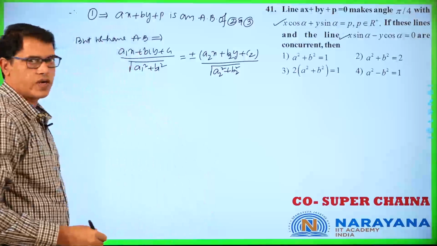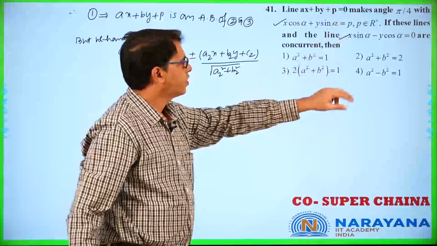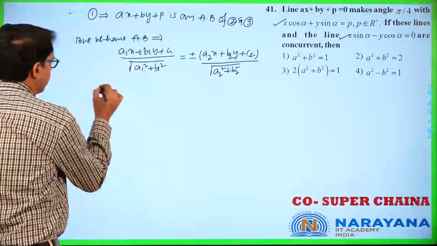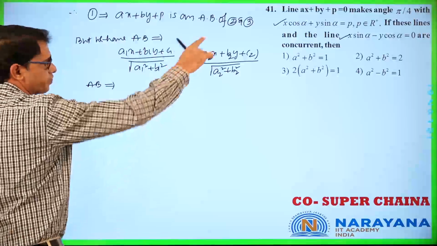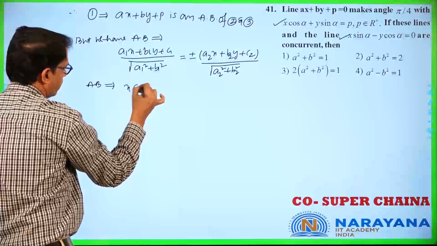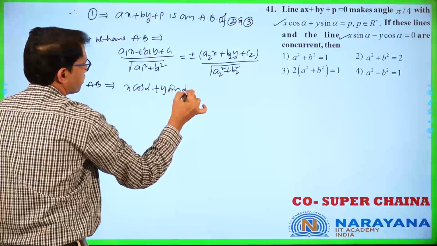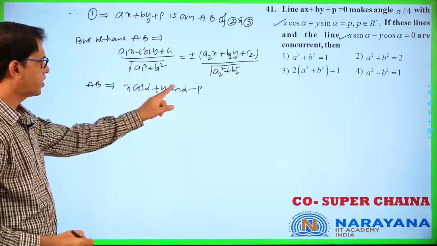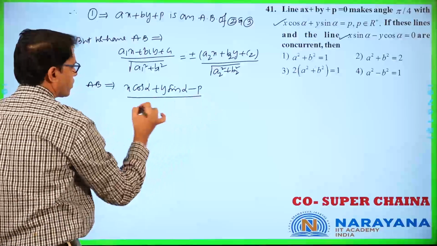This is a formula to find the angular bisector. See, a1 b1 c1, a2 b2 c2. Apply the values. Therefore the angular bisector is: x cos alpha plus y sin alpha, then the constant is minus p. This one is (a1x plus b1y plus c) upon root of a square plus b square.